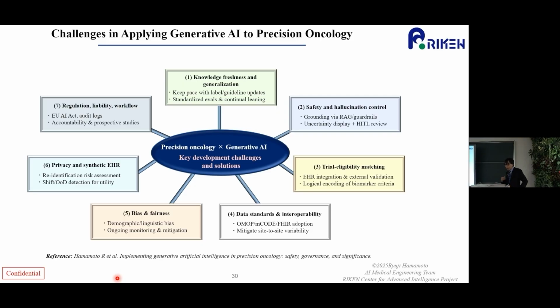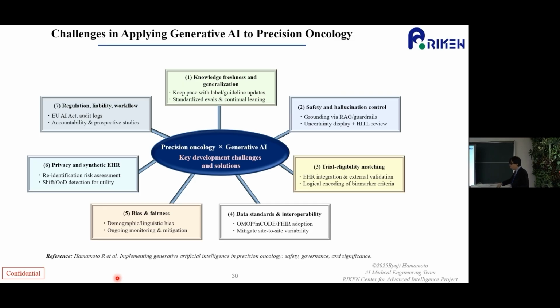Okay, and also, as time is short, I will briefly explain about the issues. This is also about artificial intelligence, and generative AI, in particular in precision oncology. The first is knowledge freshness and generalization. As you know, the knowledge of medicine is always updated. That is, we need to use updated data. Secondly is safety, hallucination and control. In this case, maybe RAG and HITL, which is human in the loop.